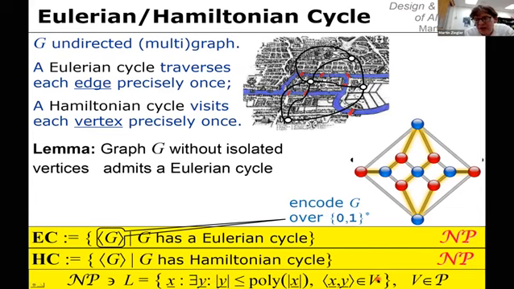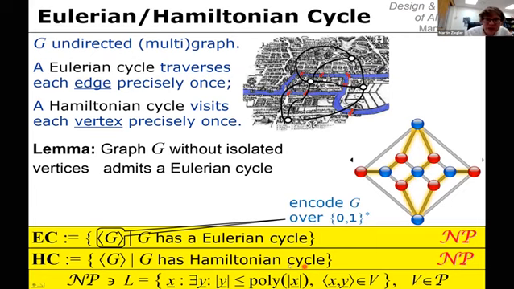And then we verify that the property that Y is a Eulerian cycle in this graph G, in this graph encoded by X, can be verified in polynomial time simply by following the sequence of edges, which is a polynomial time algorithm.